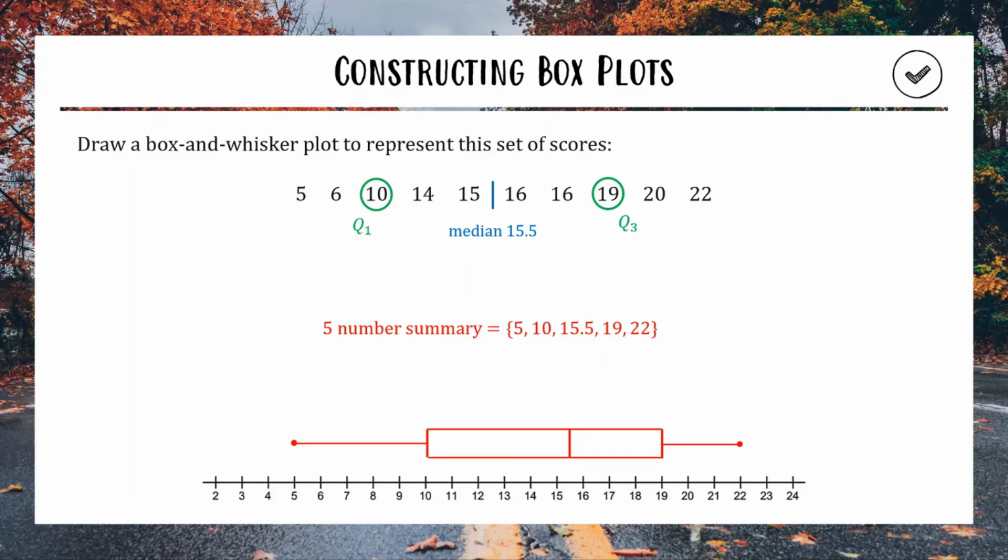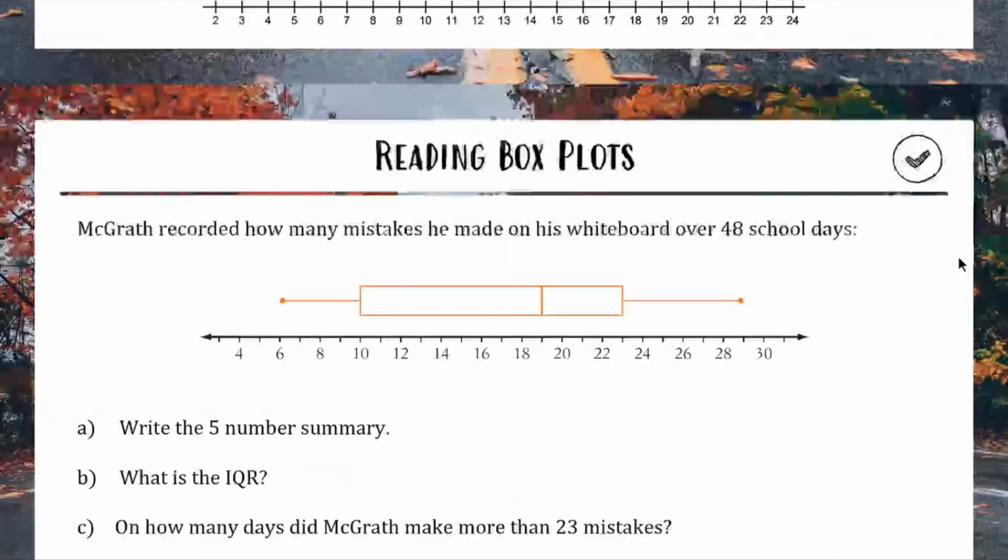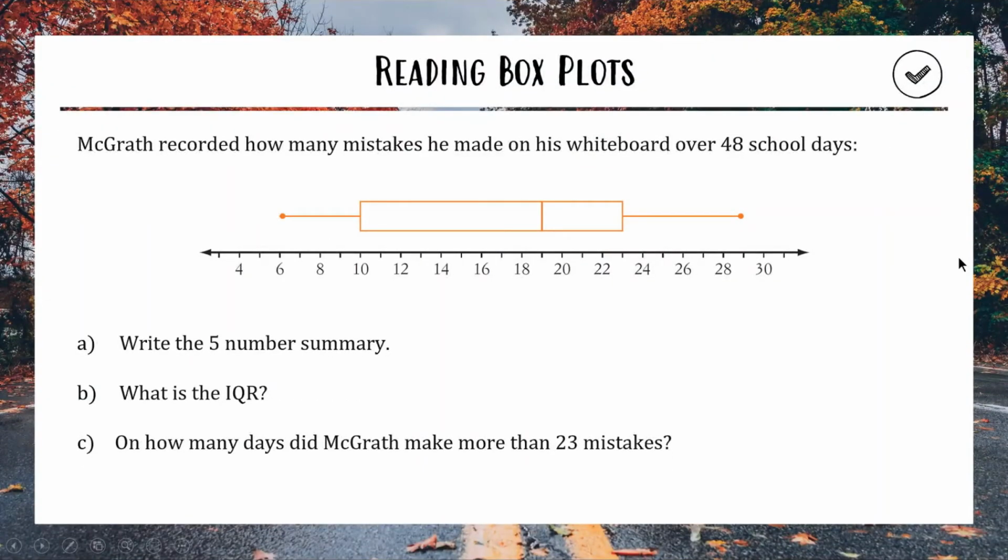Okay, one more example to finish us off today. We are now looking at reading box plots now that we know how to draw them. So we have a box plot recording the number of mistakes that I made on my whiteboard over 48 school days. So we have a data set of 48 scores spanning from some days I only made 6 mistakes, some days I made 29. The median number of mistakes was 19.